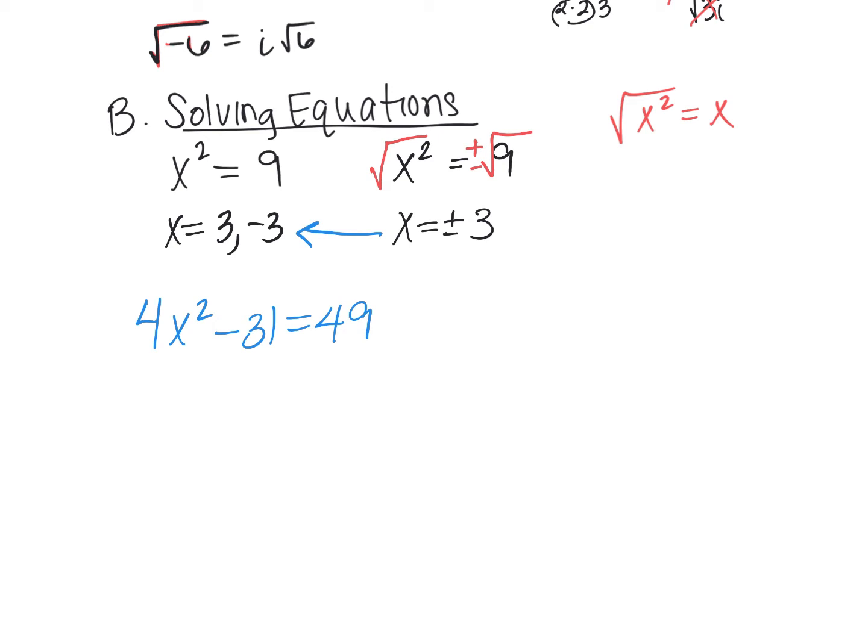We're going to solve these equations like we solved the absolute value equations. I want to get the squared term by itself, and then I'll deal with the square. Okay?